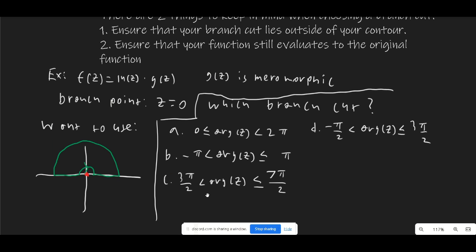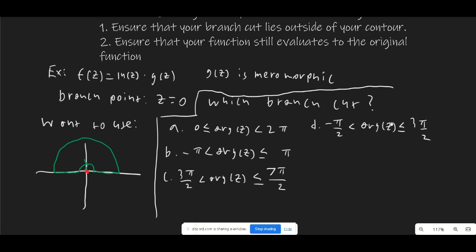And that means that D is actually the branch cut that we want to use. Because it has the same branch cut located in the same place. It's located from z equals 0 and it goes to z equals negative i infinity. The difference is that in this case, the definition of the natural log on the positive real axis stays the same as our usual definition, which means that our function still evaluates to the original function, which means that both of these criteria are met, so that means this is the right branch cut to pick.